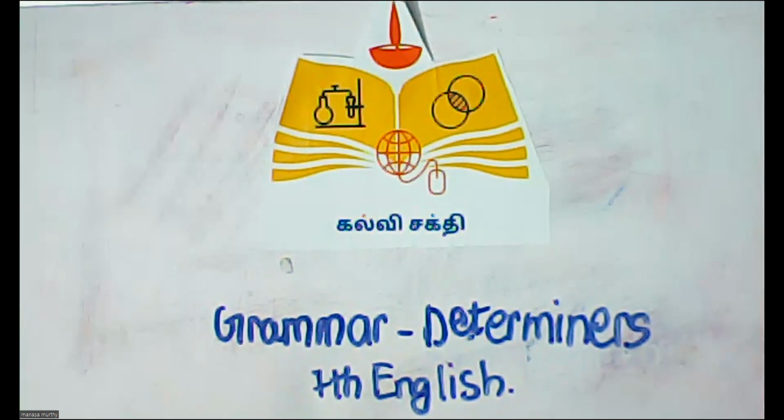Last class we were seeing Idga. We discussed the prose Idga, and the textual question and answers were discussed. In today's class we are going to look into the grammar portion, determiners. In this prose only they would have given this grammar content, determiners. Okay, we shall have a look into it.